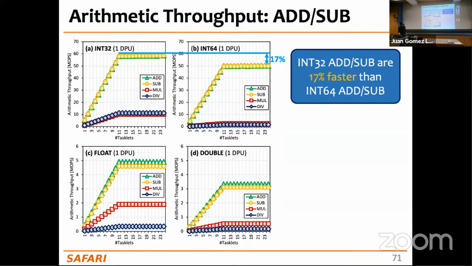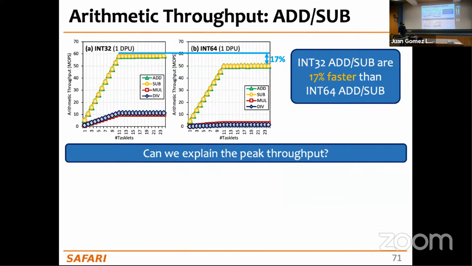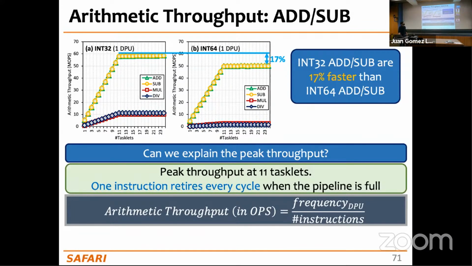One more observation is that integer 32 is a little bit faster than integer 64. And we can understand why this happens by checking the code. We can actually obtain the theoretical arithmetic throughput if we know the frequency of the DPU, 350 megahertz, and we know the number of instructions that we need for each of these operations.